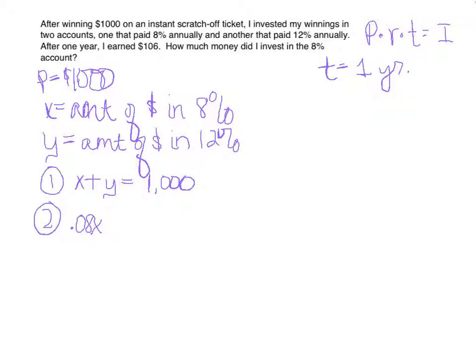We are then going to add that to our other account, which is 12%. So 12% rate times our principal of Y times our year of 1, again I'm not going to write that down, I am multiplying by 1, has to equal then our total interest, which is $106.